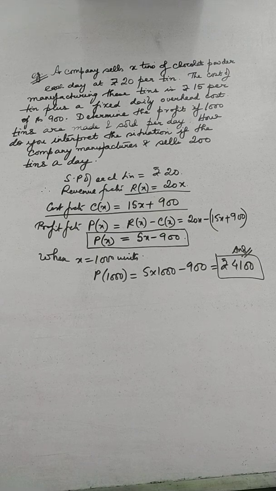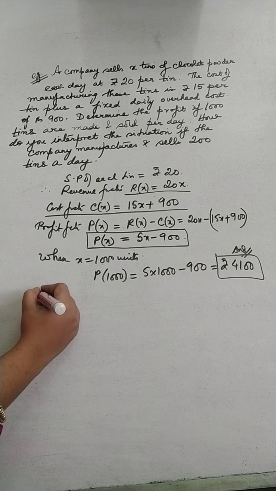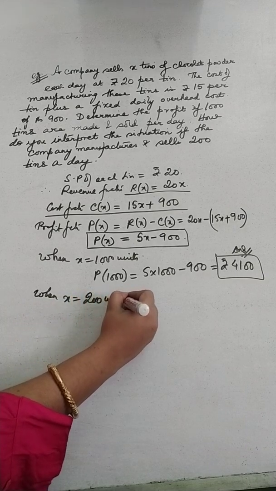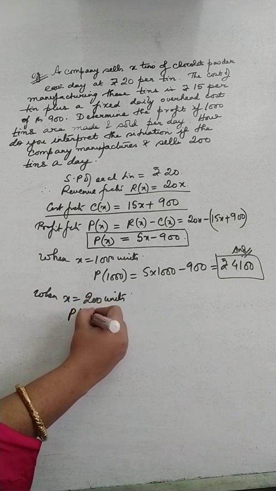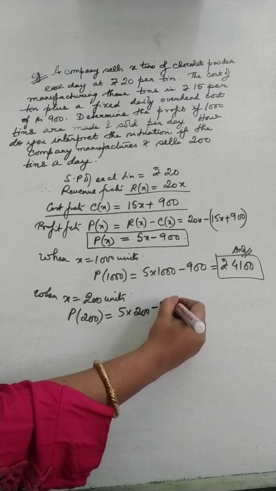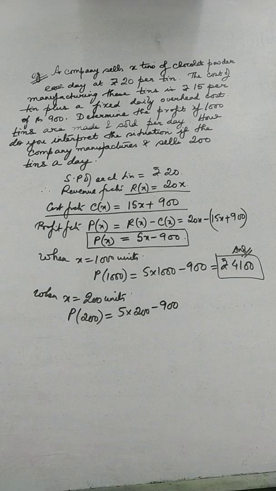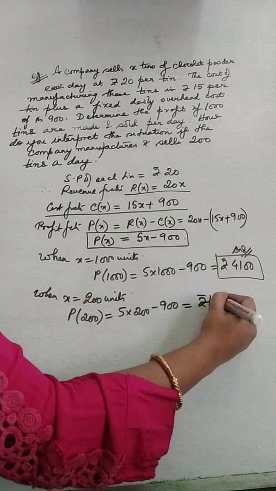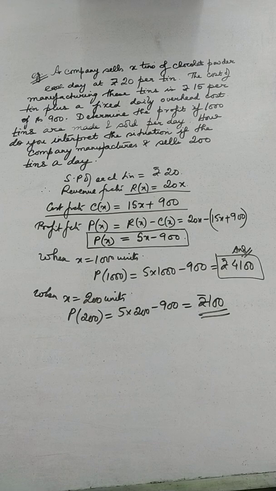Now let us see what will happen when 200 units are sold. When x is equal to 200 units, what is the value of the profit function? This is 5 into 200 minus 900. That gives us 1000 minus 900, so it is simply rupees 100. So how will you interpret the situation? You will say when 200 tins are produced and sold per day, the company's profit is only rupees 100.